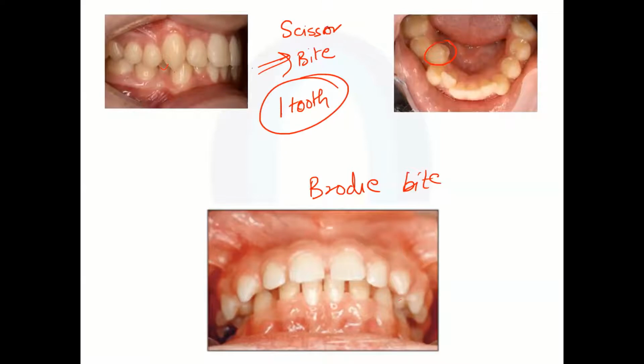Questions have been asked on scissor bite, and they imply the Brodie bite. So you need to differentiate the terms. The scissor bite is only of a single tooth. Brodie bite is when the whole of the mandible is contained within the maxilla.